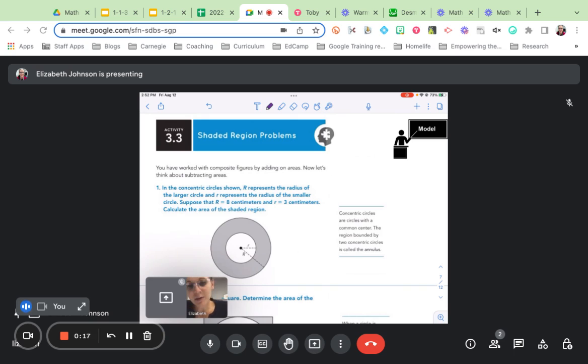Let's talk about a different type of composite figure though. I want you just to look at this composite figure here. There's more than one shape in this diagram. There's more than one figure in this diagram. I want you to talk with a partner. What shapes do you see in this diagram?